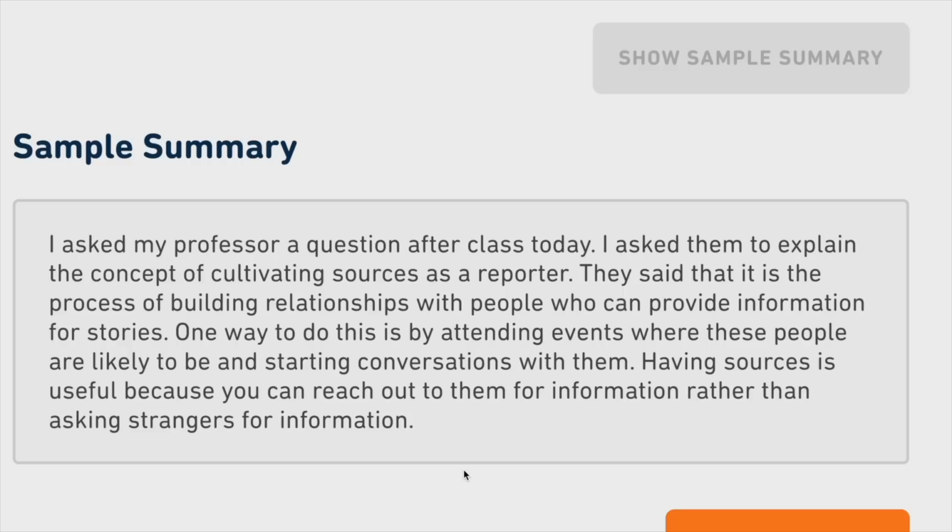I asked my professor a question after class today. I asked them to explain the concept of cultivating sources as a reporter. So the first 2 sentences in this example was basically a paraphrase of the situation. To paraphrase, you typically just keep the ideas exactly the same, but you change the sentence structure and maybe the verb choice or nouns in the sentences. And that's why I'm saying it's very important that you read the situation carefully, because this will likely be the first and maybe even the second sentence in your summary. So that's my first tip.